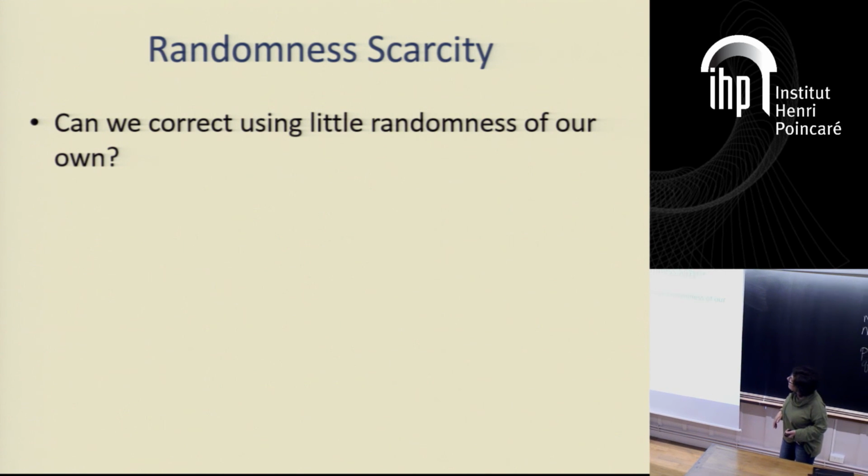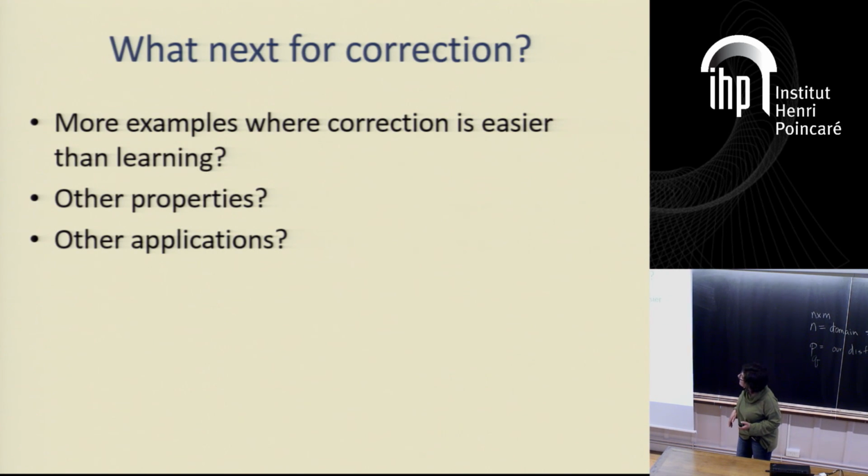Let me ignore this slide and just say that the big open question I've already said is, can you correct faster than you can agnostically learn? What are the properties you can do this for? And what are some other applications for this thing?